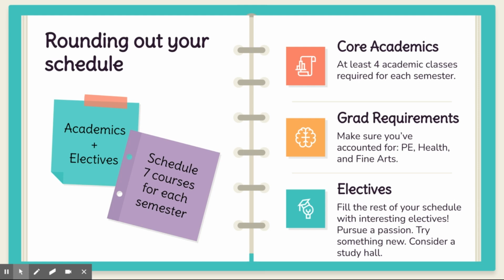Keep in mind the grad requirements that Mrs. DK went over. So all the different credits you need, the classes that you're going to need before you graduate in your senior year. So if you haven't taken PE yet, make sure you look at those courses. Health is going to be a class that we recommend you take in your sophomore year. And then, of course, fine arts and electives.